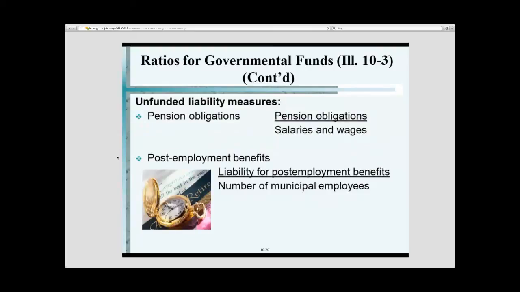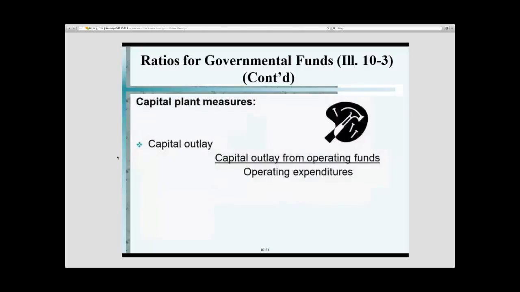Okay. Unfunded pension liabilities, I think we talked about that. This is one of the biggest things. This is your net pension obligation. You don't want it to be increasing. You want it to decrease or stay the same. Decrease is better. And the same thing is here with the liability for post-employment benefits.